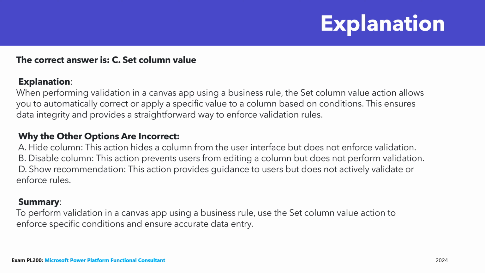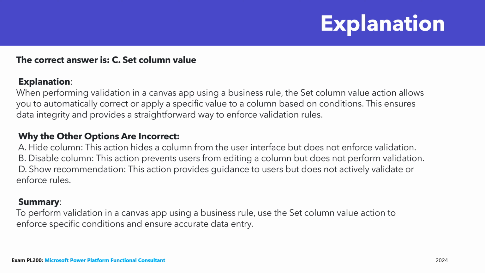The correct answer is C. Set column value. Explanation: when performing validation in a Canvas app using a business rule, the set column value action allows you to automatically correct or apply a specific value to a column based on conditions. This ensures data integrity and provides a straightforward way to enforce validation rules.